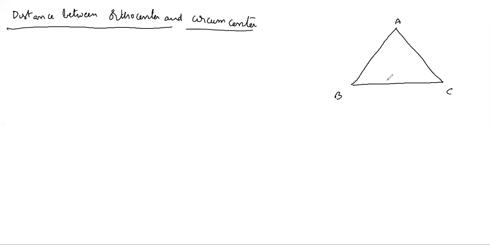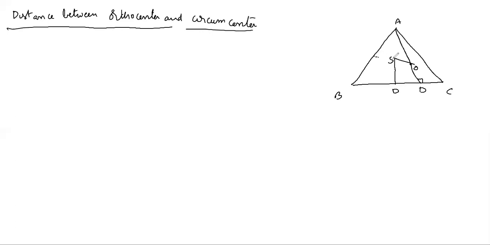The circumcenter is the point of intersection of the perpendicular bisectors, and this is S. And the orthocenter is the point of intersection of the altitudes. The altitude is considered, and this is O, the orthocenter. This is also perpendicular. Now we have to find the distance from the circumcenter S to O.